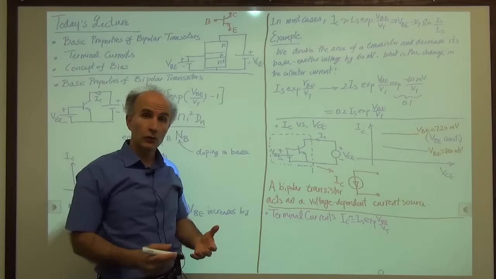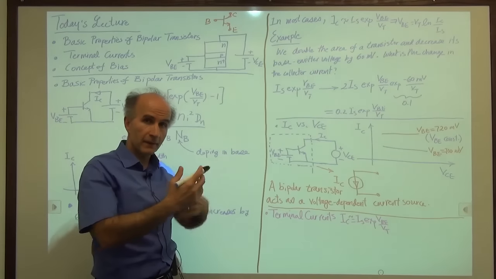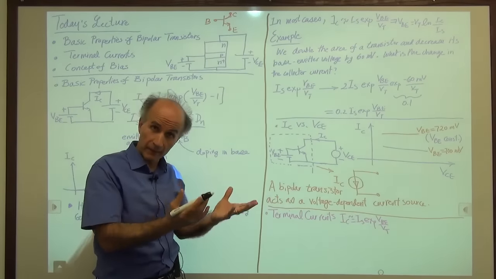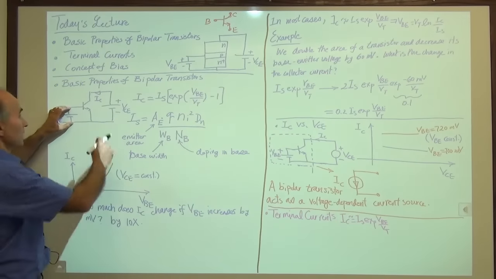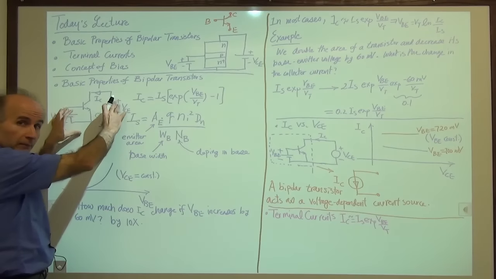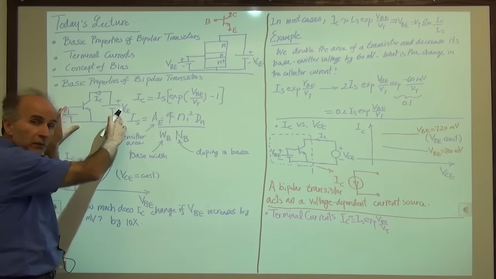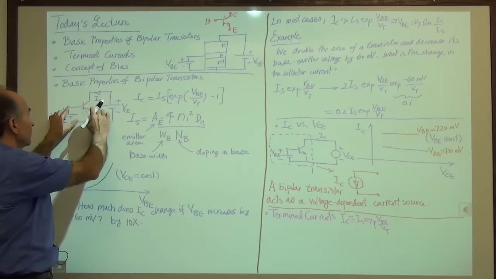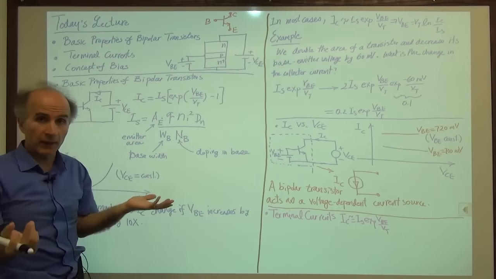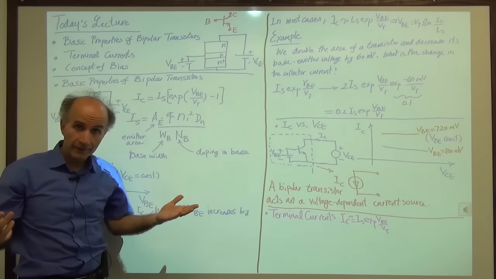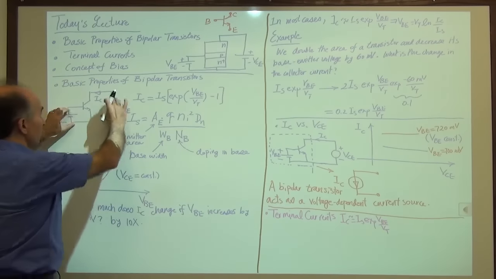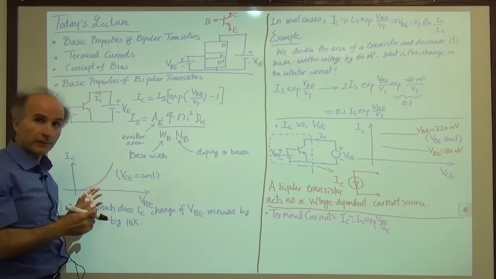So in other words, to characterize this three-terminal beast, what we do is we change these voltages, not at the same time, and we measure the currents that flow through these terminals. That's the only thing we can do. We have voltage and current as electrical quantities. We don't have anything else. So we have to change these voltages and measure these currents.